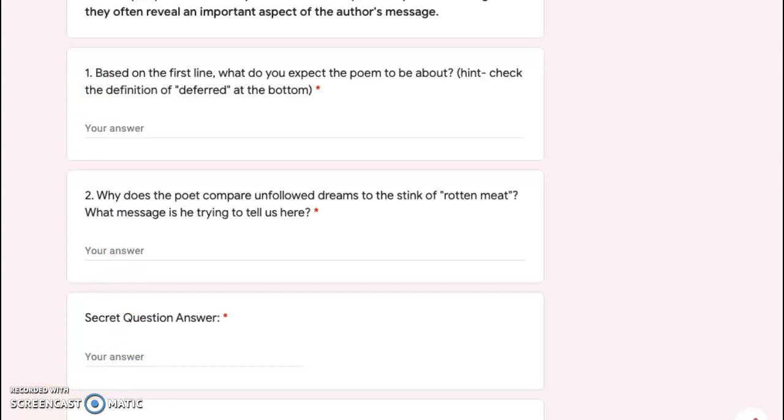So when I read this, I expect the poem to be about something along the lines of what happens when you don't follow a dream or postpone your dreams, but let's keep reading to figure it out.